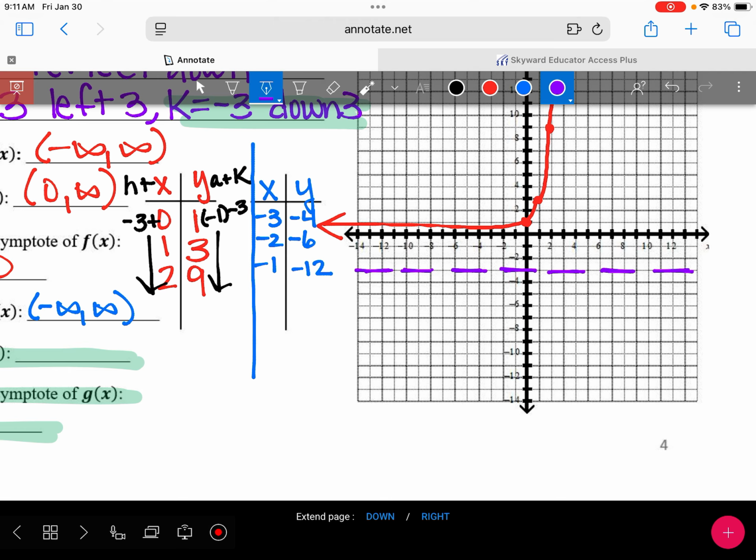So let's go ahead and graph our 3 points. So -3, down 4, -2, down 6, -1, down 12. So it's going to come in really close to that. This time it's a ceiling because it's above it. But it doesn't go through the ceiling and then it goes straight down. That's what your new graph should look like.